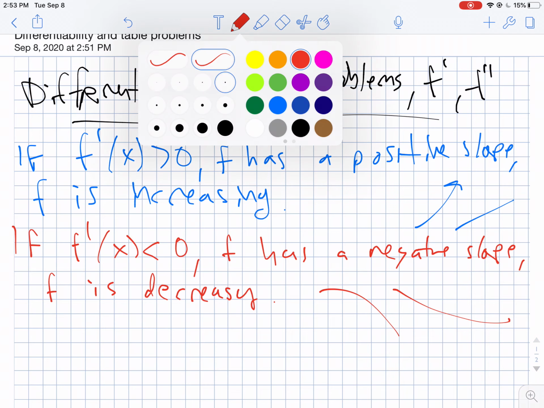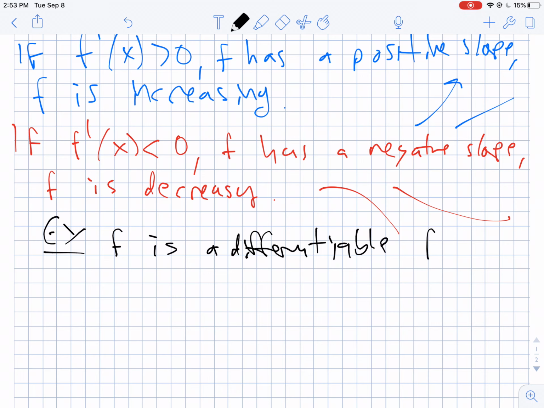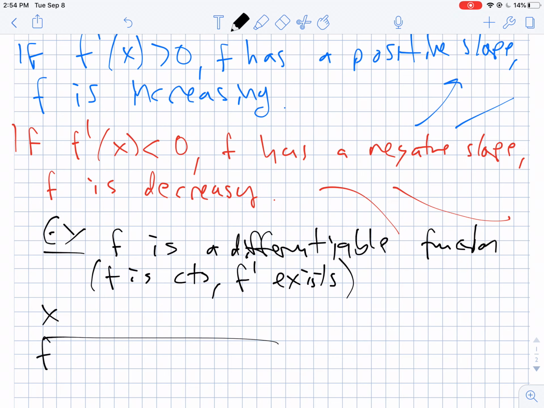Okay, so let me give you an example of a table problem because we're going to look at a couple of these today. So let's say f is a differentiable function. And remember, that means it's continuous and the derivative always exists. So I'll write that down. f is continuous, and then f prime exists everywhere. Keeping that in mind, here are the values of the table. So here's x, here's f. x will go 0, 1, 3, 5, and then negative 5, negative 4, negative 1, and negative 2.